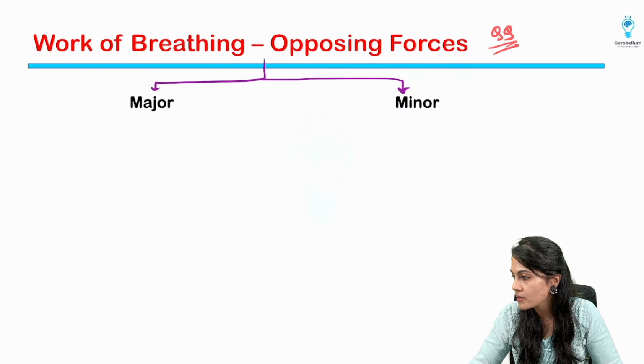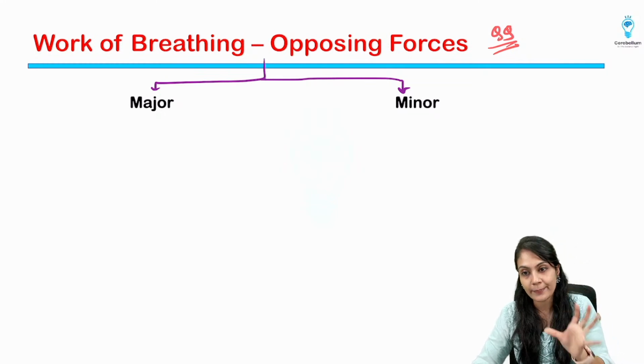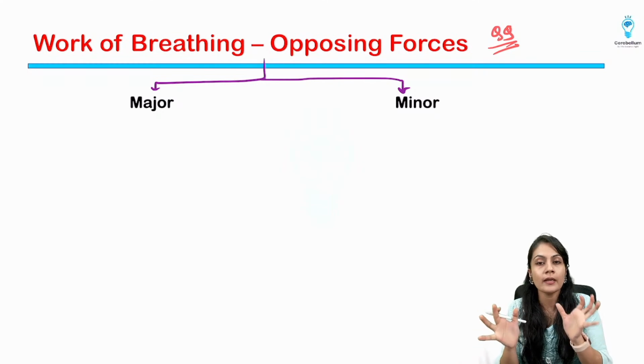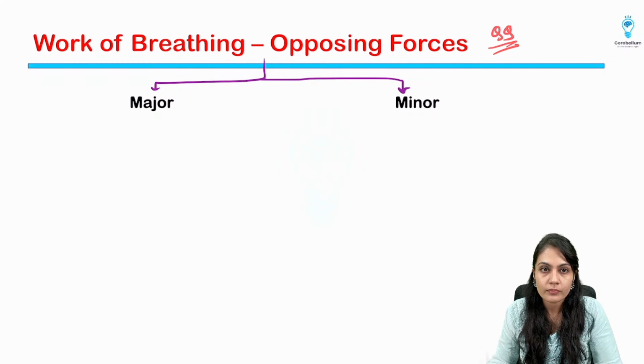Completely separated sacs, but they are connected with the alveolar ducts, right? So they are connected with the alveolar ducts, okay? You're right that they are separated. Alveoli are not interconnected, they are separated, but the alveolar ducts are interconnected, okay?